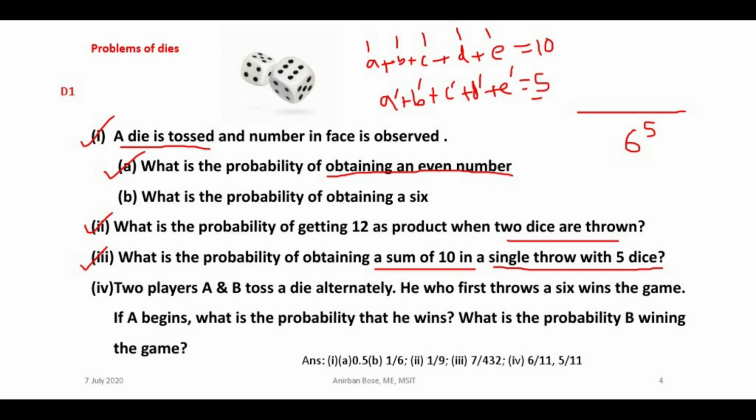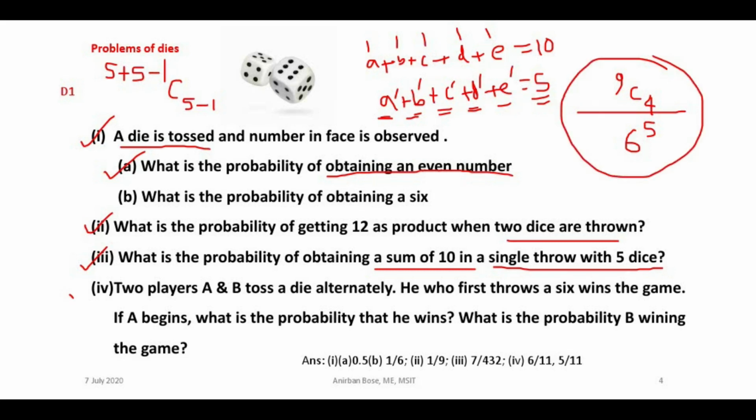Okay, so now you can apply the formula. What was the formula? The sum is 5, plus how many places are to be filled up, so 5 plus 5 minus 1, C, how many places you have to fill up, that is 5, so 5 minus 1, so it is coming 9C4. So this is the answer. Okay, so now coming to the next problem, problem number 4.